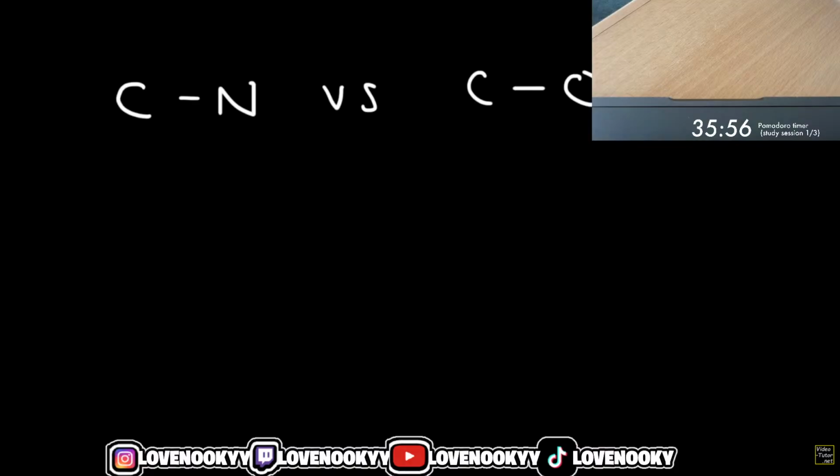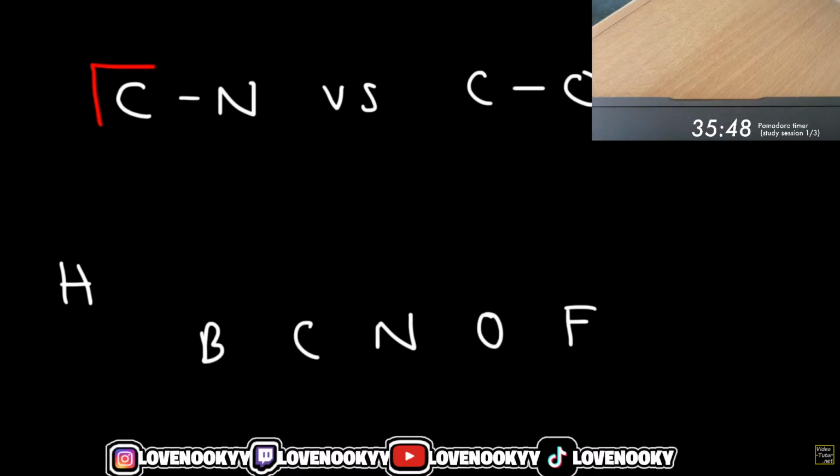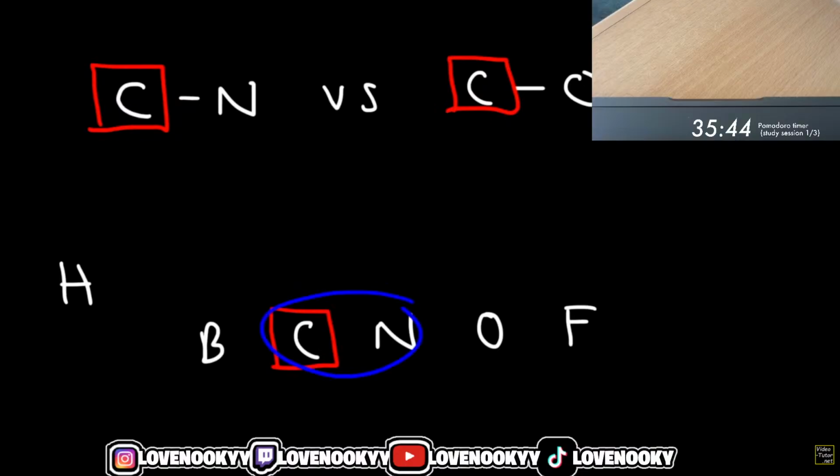What you need to do is locate the periodic table. On the periodic table, you'll have hydrogen, boron, carbon, nitrogen, oxygen, fluorine, laid out like that. Notice that we have the same element, carbon. That's our reference element. So we're comparing carbon and nitrogen to carbon and oxygen. Notice that carbon and oxygen are further apart than carbon and nitrogen, provided that they're in the same row.